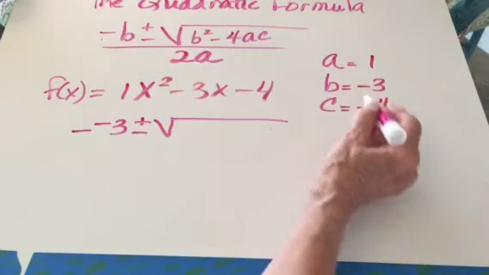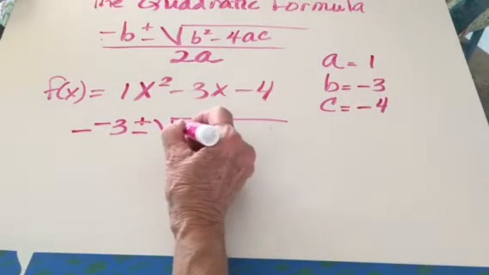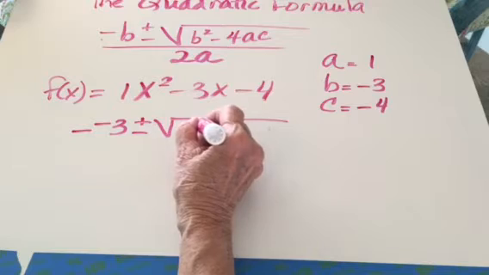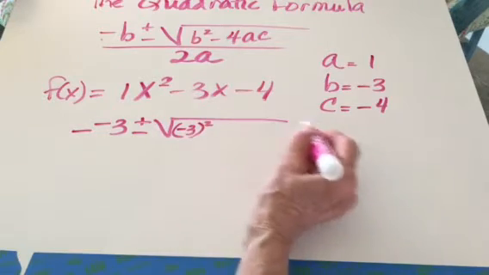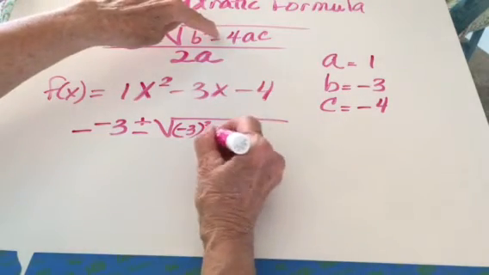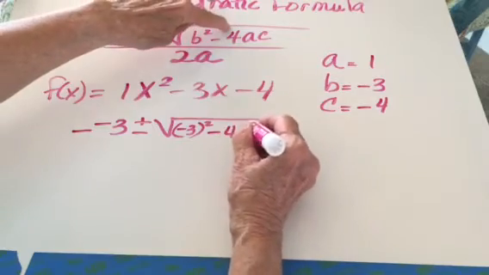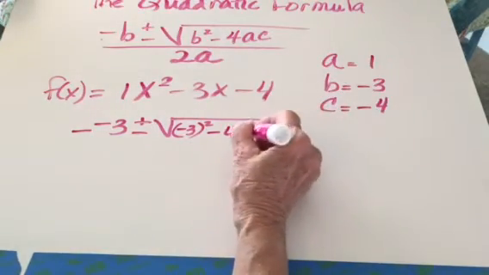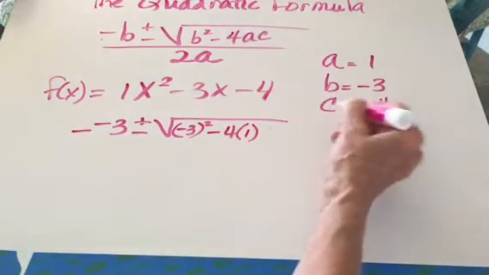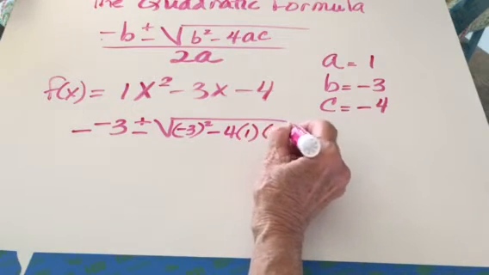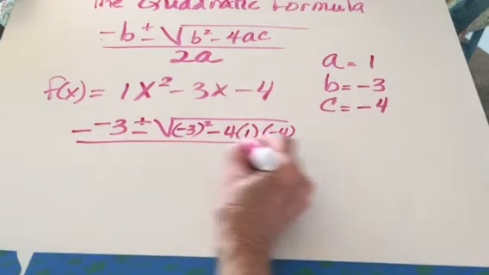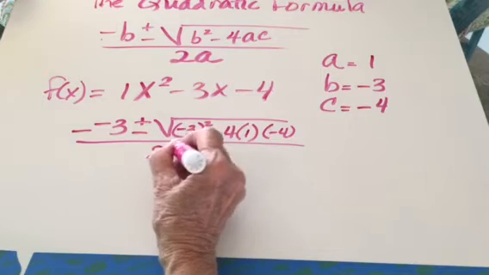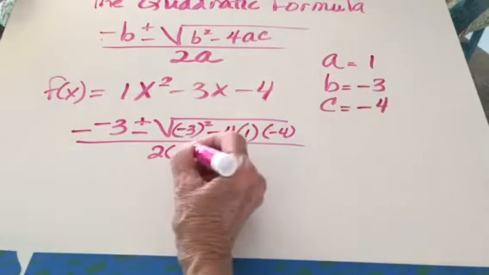Now b squared, so b is negative 3, negative 3 squared, minus 4 times a. What's a? 1. Times c. What's that? Negative 4. And this whole big old mess is divided by 2 times a, which is 1.